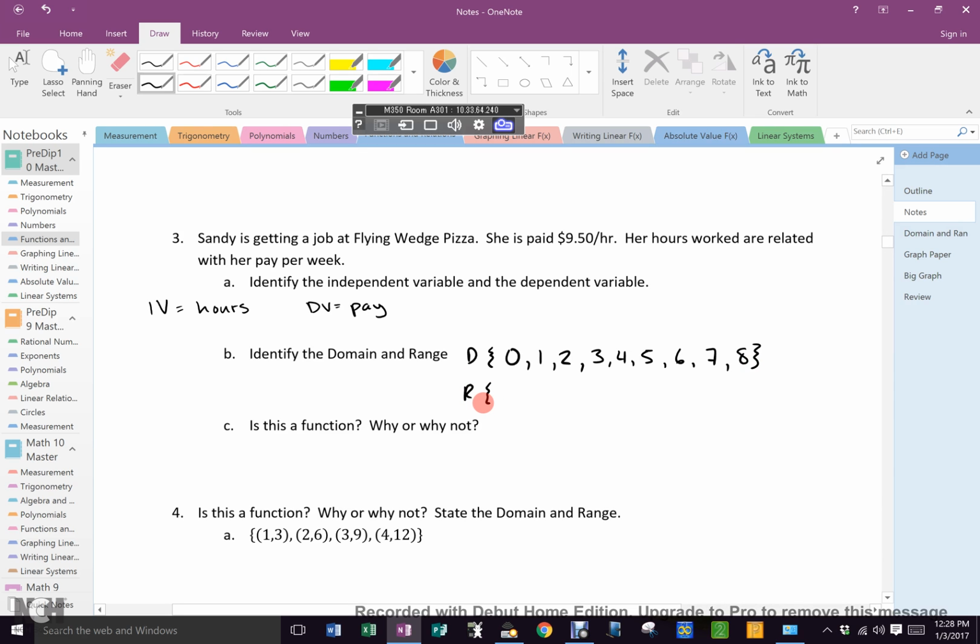What then is the range? If I work 0 hours, how much am I paid? $0. What is how much am I paid if I work 1 hour? $9.50. 2 hours?